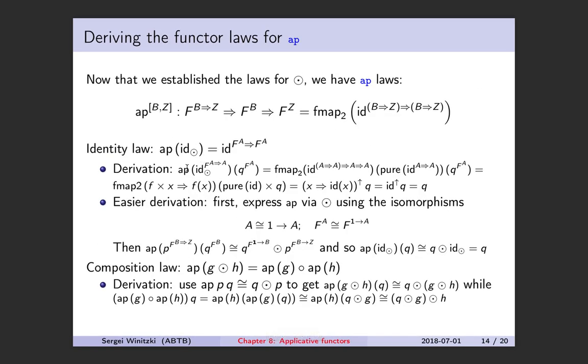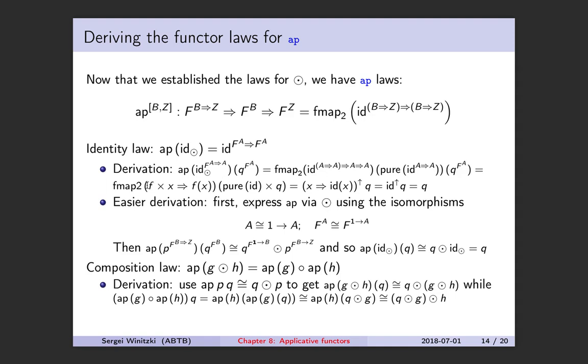Identity law, let's derive it. Well, we can derive it in a pedestrian way. And let's do it first. So app of identity applied to some Q. So what is that? So let's write the definition. So it's Fmap of identity, and then this is a definition of this symbol applied to Q.